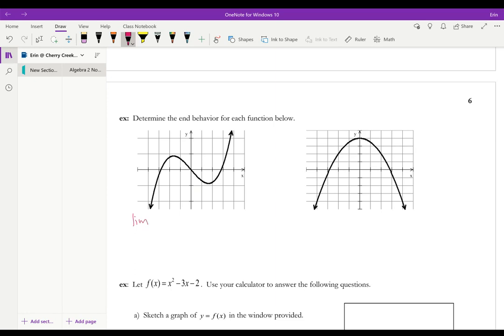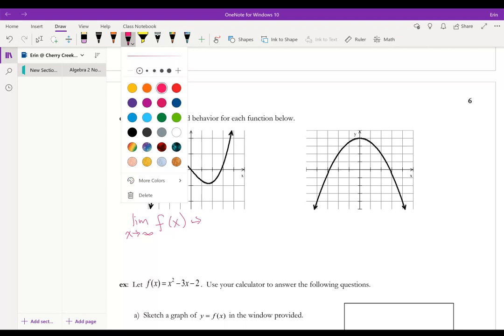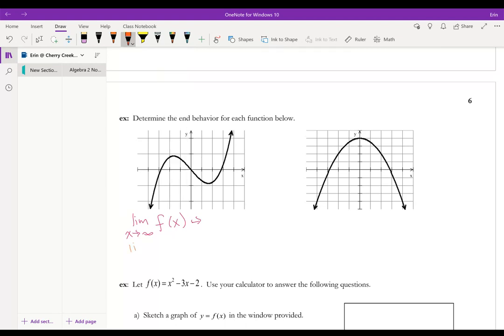You need to write your end behavior the exact same every single time, or else I'm going to mark points off. So I start with this LIM for limit. Then underneath it, I do an x arrow positive infinity of my function, we're going to call f of x. So this says, instead of an equal sign, I'm going to put an arrow. This says the limit as x approaches positive infinity of f of x. And then I need a second limit to talk about the other side of the function. The limit as x approaches negative infinity of f of x.